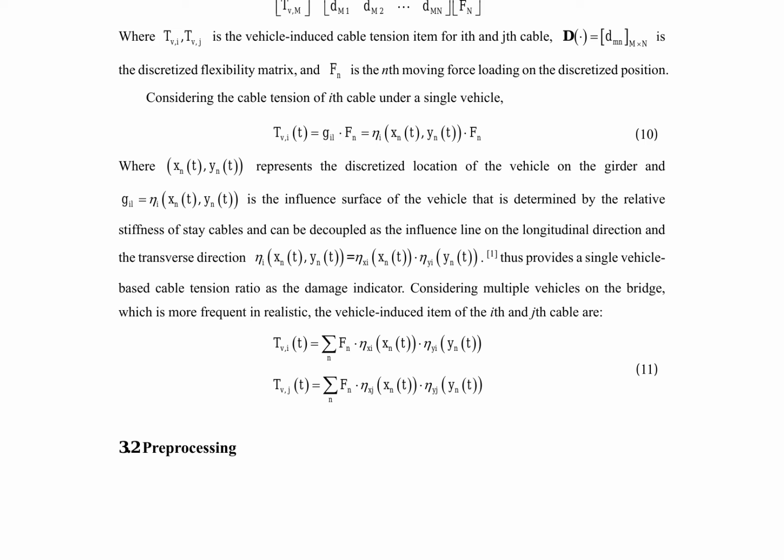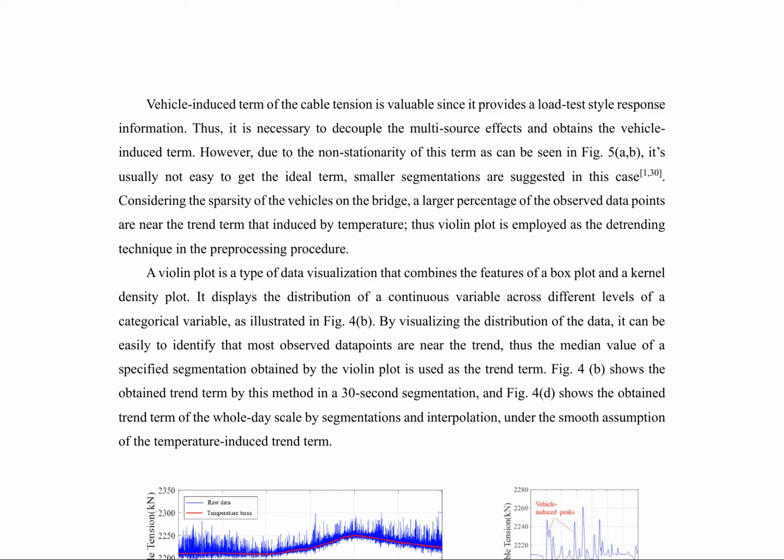This method combines features of box plots and kernel density plots, displaying the distribution of a continuous variable across different levels of a categorical variable. By visualizing the data distribution, most observed data points are found near the trend, and the median value of a specified segmentation obtained from the violin plot is used as the trend term.